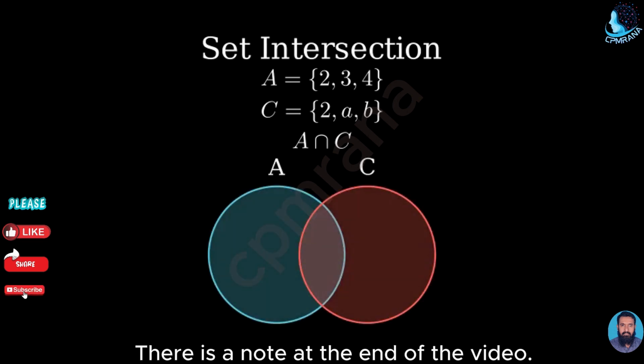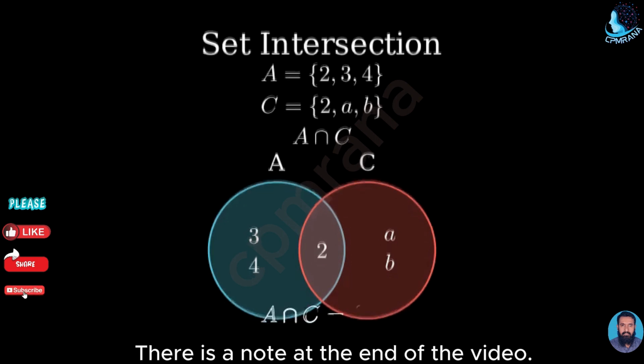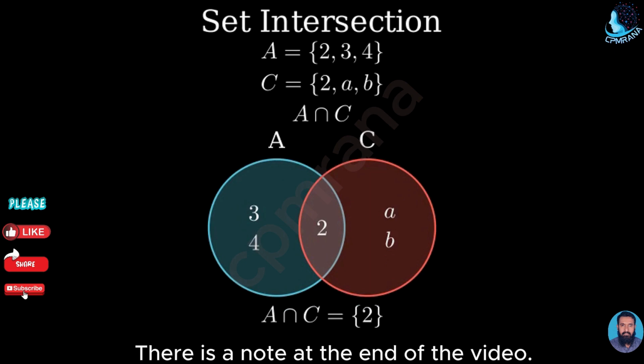Let's visualize this using a Venn diagram. Let's place the elements in their respective regions. In set A, we have 2, 3, and 4. In set C, we have 2, A, and B. Notice that the element 2 appears in both sets, so it goes in the overlapping region. Therefore, the intersection of sets A and C contains only the element 2.